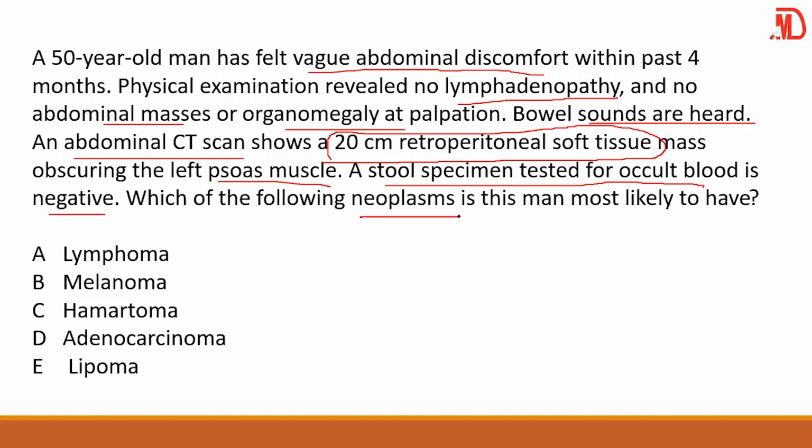What neoplasm is it? So definitely they are telling you we're having a 20 centimeter retroperitoneal soft tissue mass. These are fat cells. So definitely you are thinking of a lipoma. So here your answer is A. Again, your clue here is the presence of retroperitoneal soft tissues.